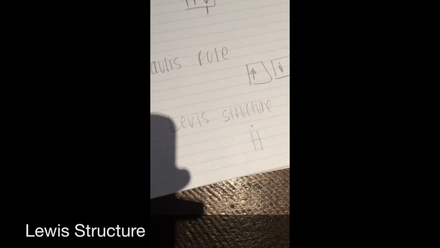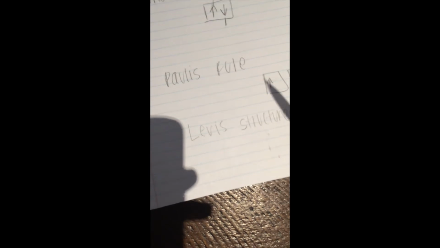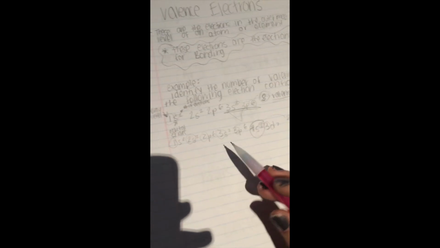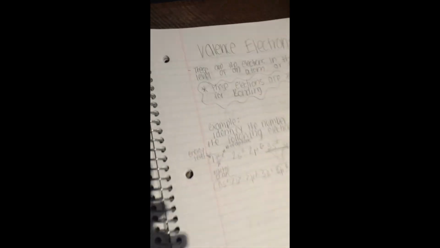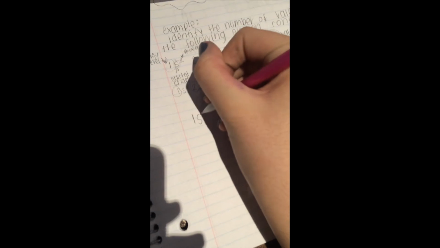For Lewis structure, it's a little bit different because you need to find the amount of valence electrons there is before you can draw any. So going back to the valence electrons, let's say you need to find the valence electrons for beryllium, which has actually 4 electrons. So you would draw beryllium as 1s2, 2s2. So you would take the largest one here, and since it has 2, that means there's 2 valence electrons.